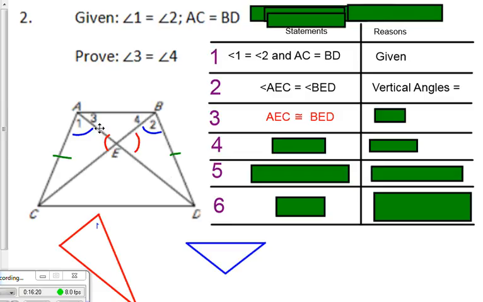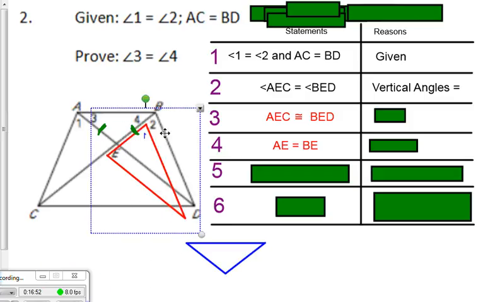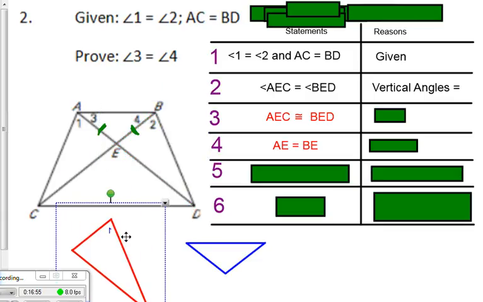Okay, now that I know that AEC is the same as BED, they're the exact same triangle, I can use that information to say that AE, this side, is the same as BE, this side. So I'm going to draw that in here. Actually, I'm going to erase that stuff. Let's say now I know that this has to be the same as this. Has to be, because those two triangles, these bigger ones, the ones that overlap here, are the exact same.